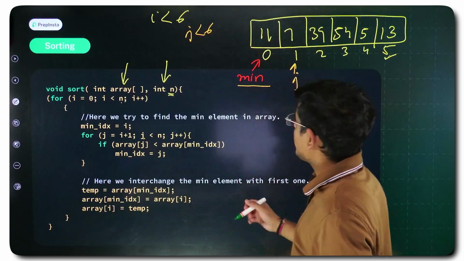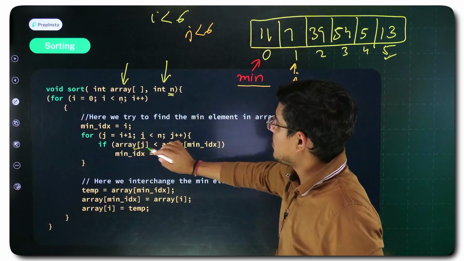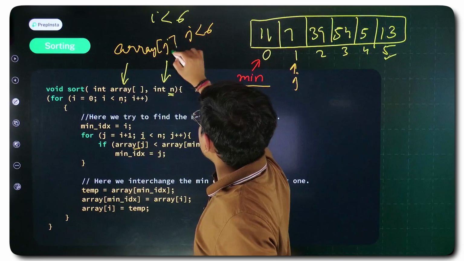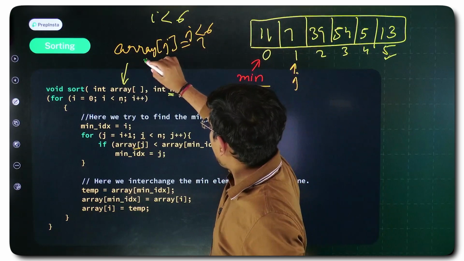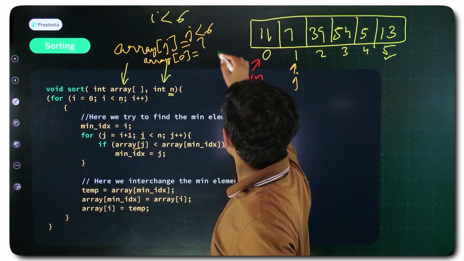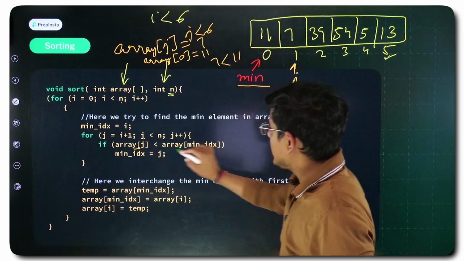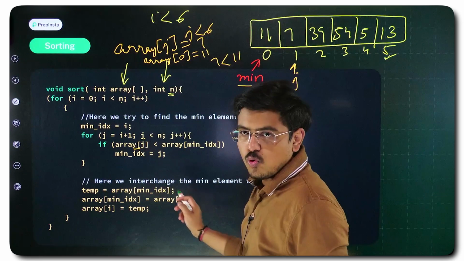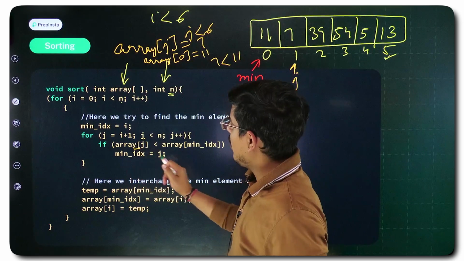What I am saying is, just look through the example. Here the value at this particular place, array of j, is equal to 7, right? And the array at minimum index, which is nothing but 0, is 11. 7 is definitely less than 11. So this if condition is true. This is 7, this is 11. This condition stands true. So what happens is, you now make the value of min equal to j.